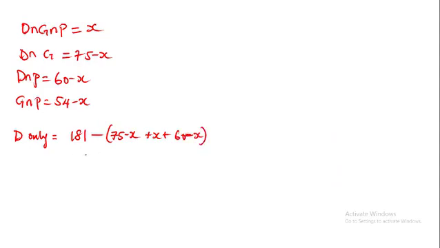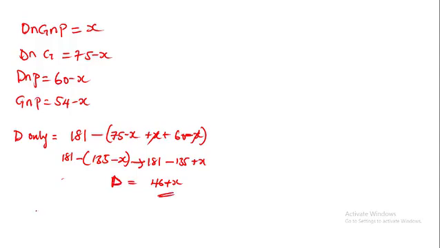Okay, this will give us 181 minus 75 plus 60. 75 plus 60 gives us 135. Then this minus X, we cancel X, we then have minus X. So 181 minus 135, and the minus times this minus X will give us plus X. 181 minus 135 is equal to 46, plus X. So the value of D only is equal to 46 plus X.